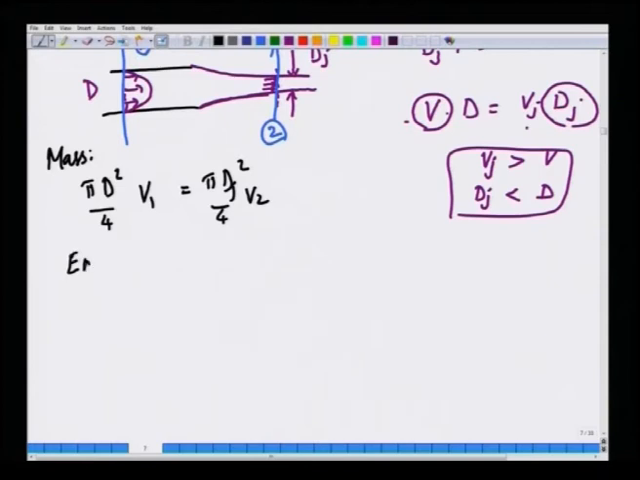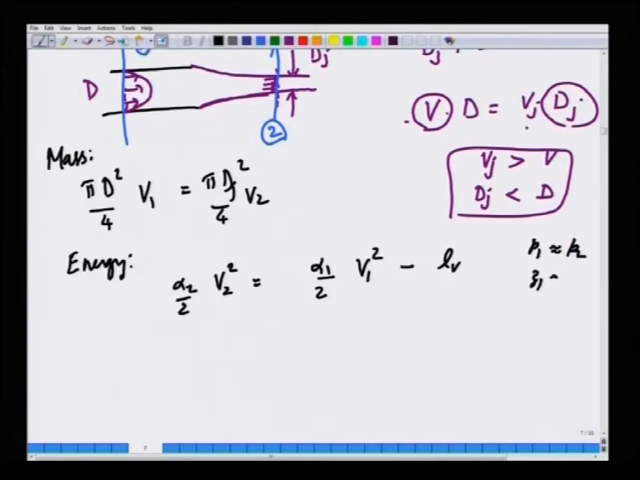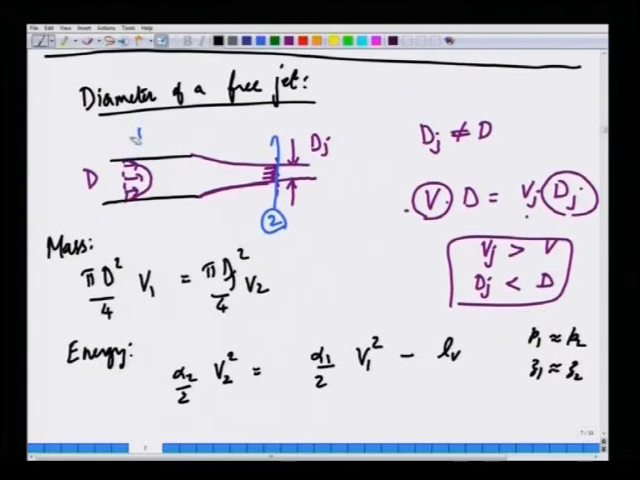The energy balance becomes alpha 2 by 2 times the average velocity squared at 2 equals alpha 1 by 2 times the average velocity squared at 1 minus the viscous loss. Now, we have assumed that P1 is approximately equal to P2 and Z1 is approximately equal to Z2. So, now I am going to make a simple change in the CV: my CV is right at the exit, the point 1, the plane right at the exit of the tube.